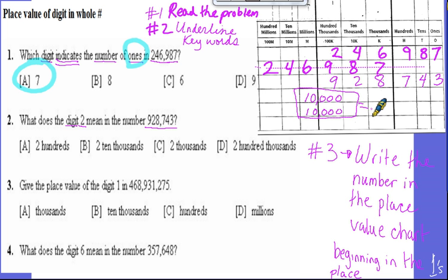So what's our answer over here? 2 10,000. Marissa, 2 10,000, which is letter B.